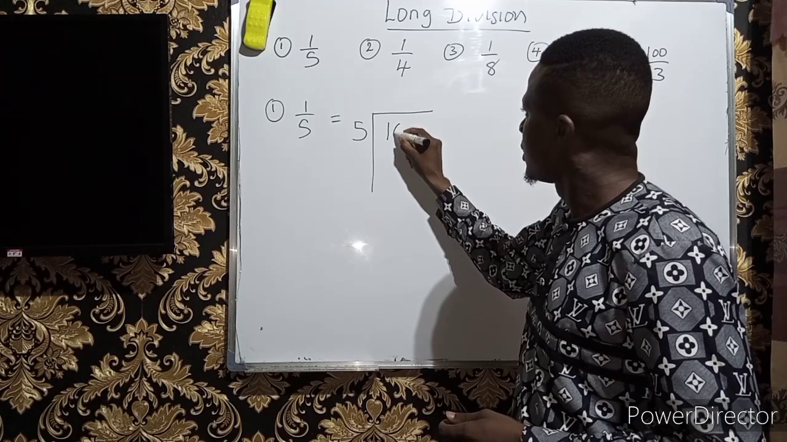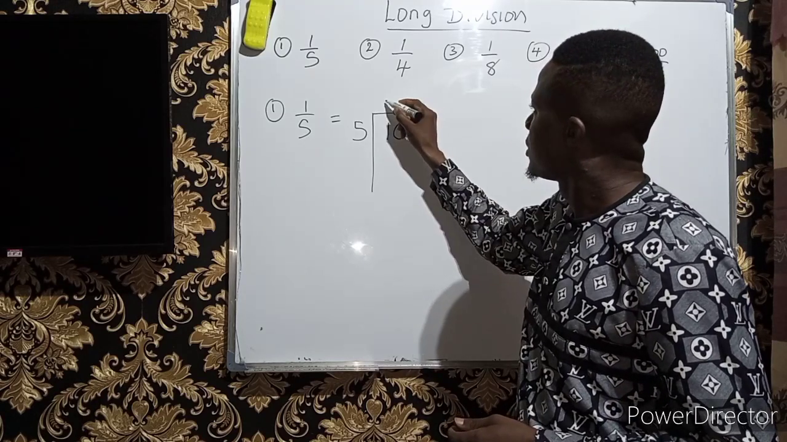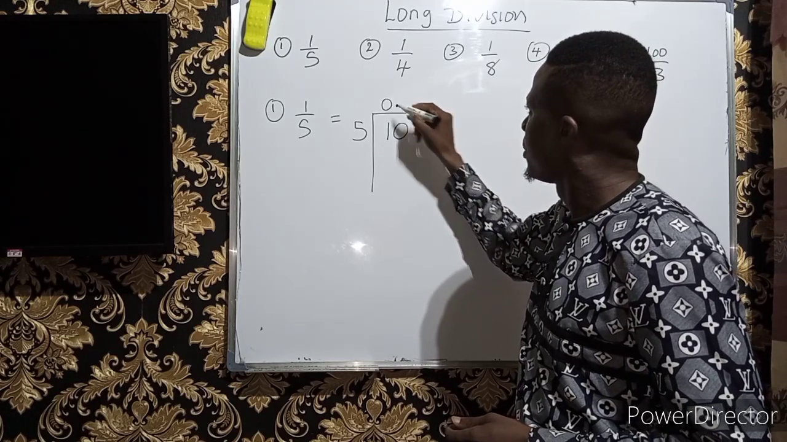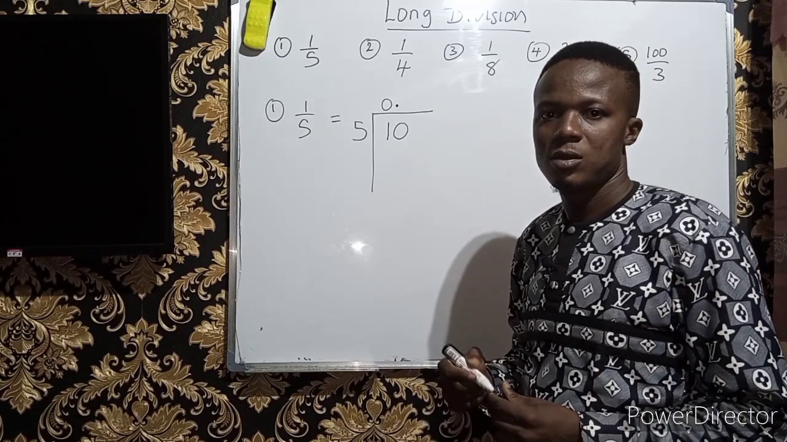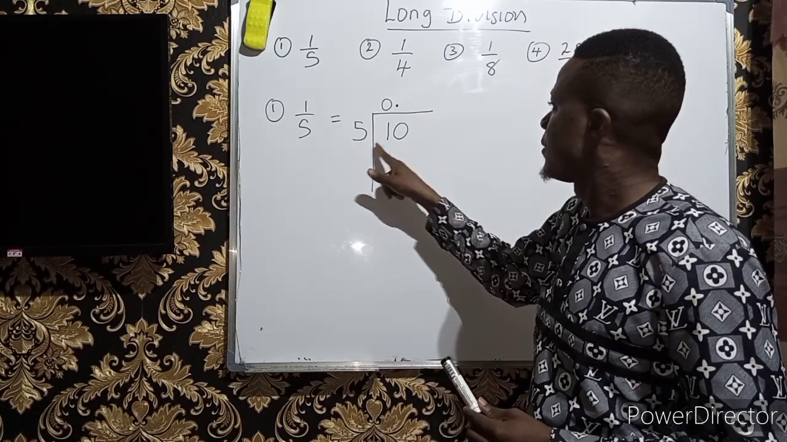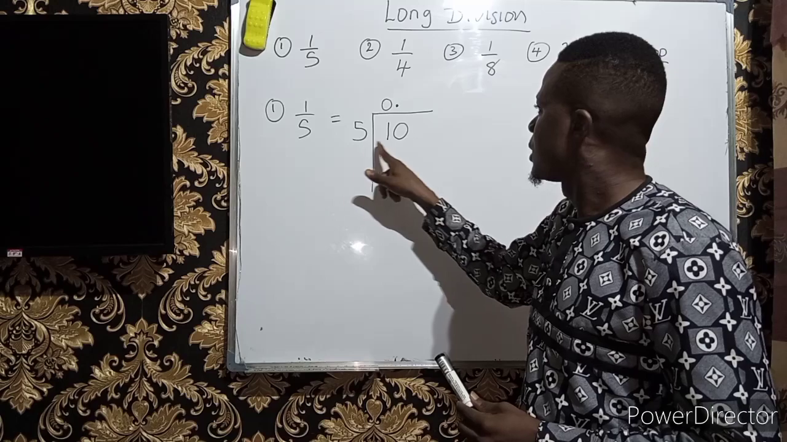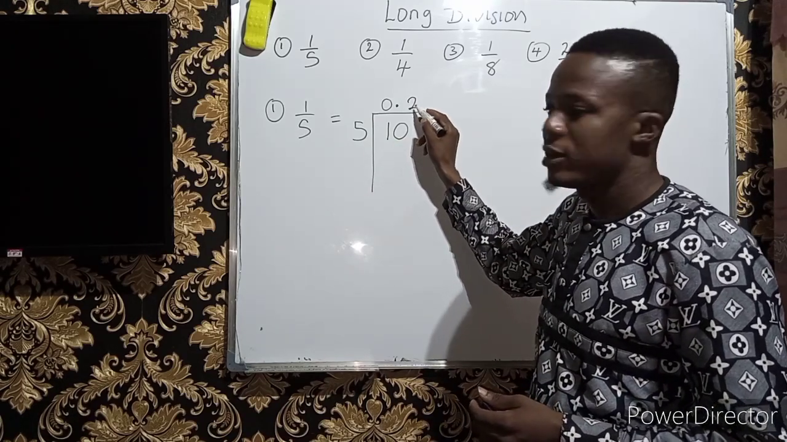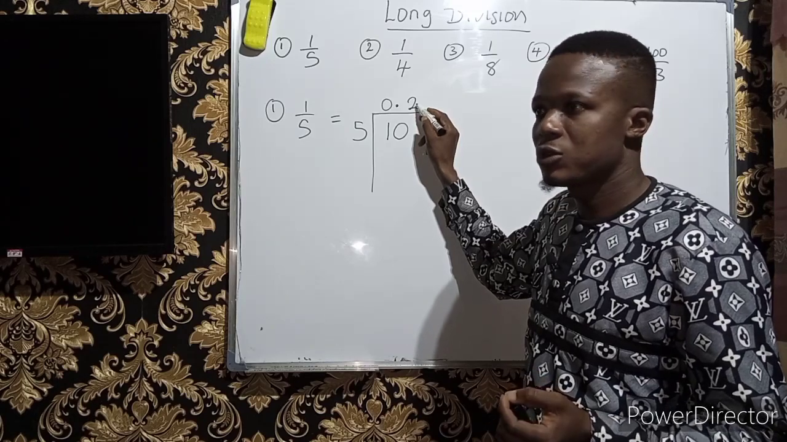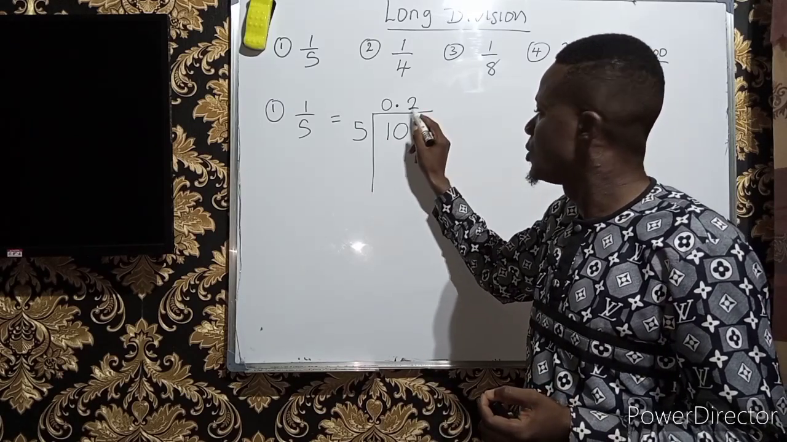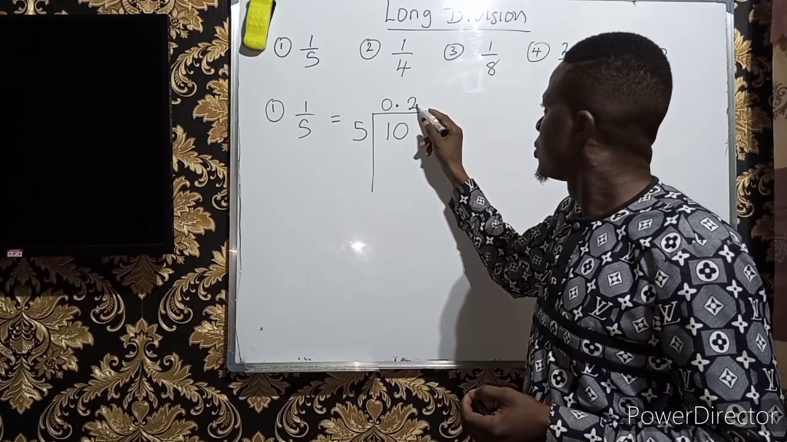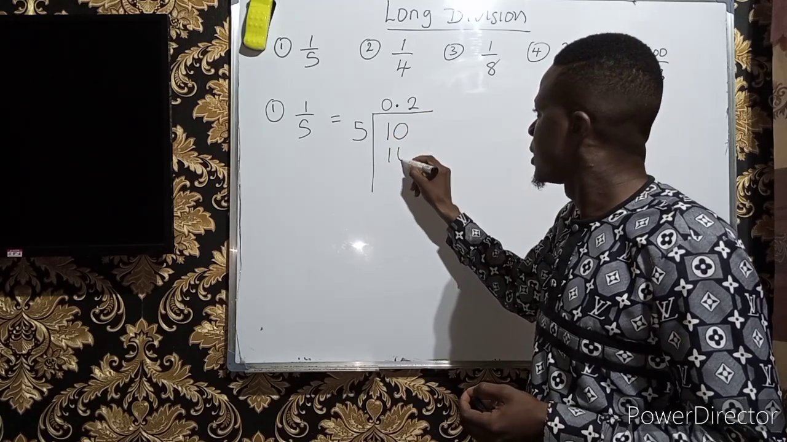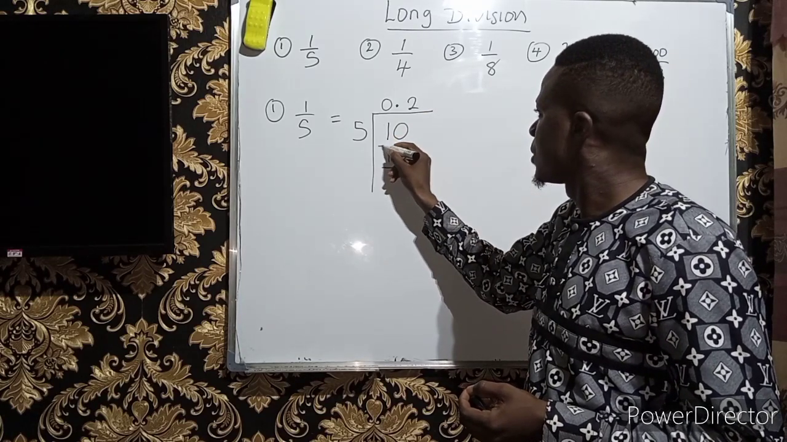Therefore, you must add a 0. And whenever you add 0 here, you put a point because you've added 0. Now you can see that 5 can divide 10. 10 divided by 5 will give us 2. Then whatever you got as your result while dividing 10 by 5, use it to multiply also. So 2 times 5 is the same thing as 10. Then you can now subtract.